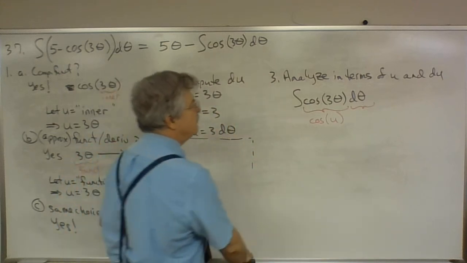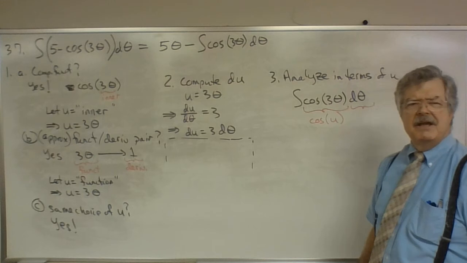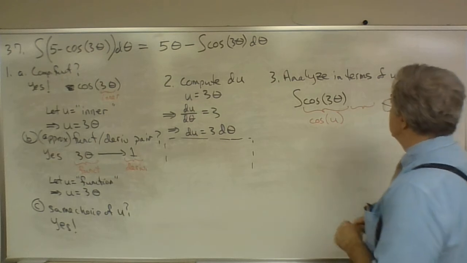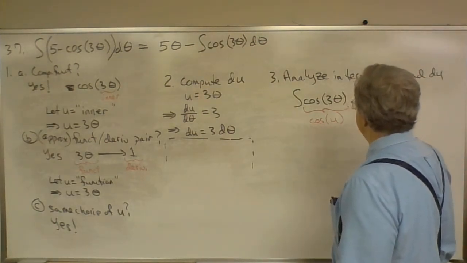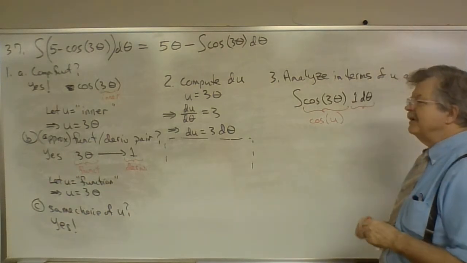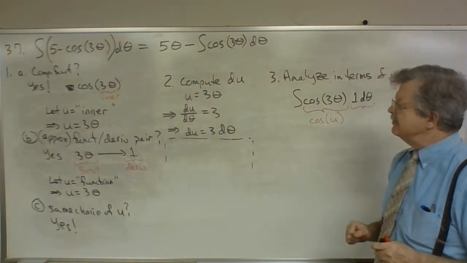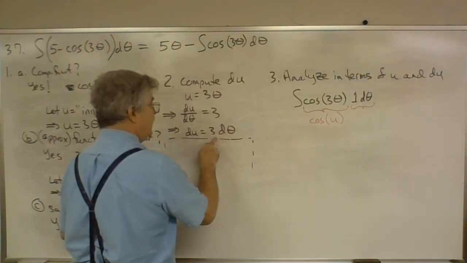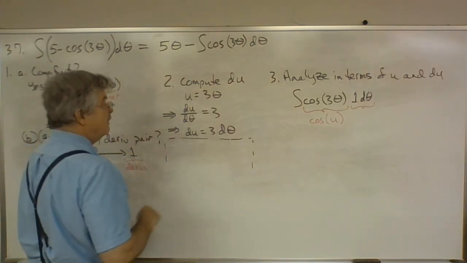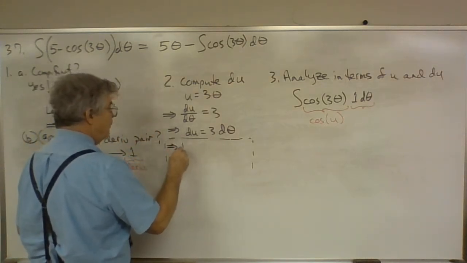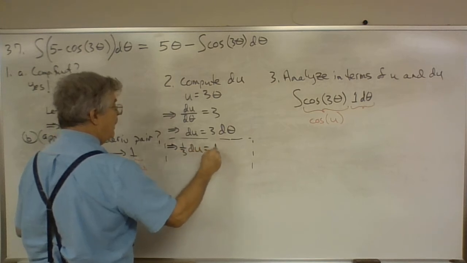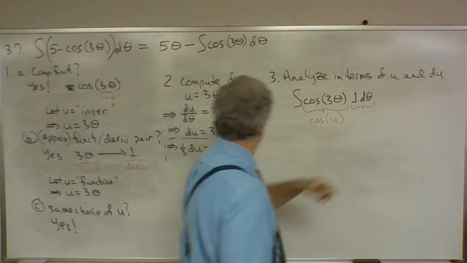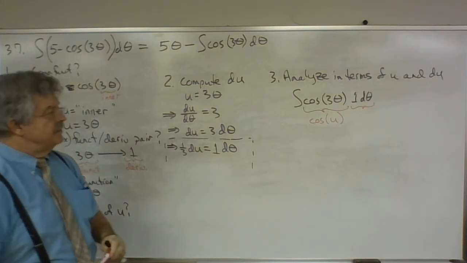And let's see. I'm forgetting the plays in my own playbook. Instead of d theta here, why don't I write 1 d theta? Especially since I made such a big deal about it 2 minutes ago. I don't have 1 d theta here, I have 3 d theta. But if I multiply both sides by 1/3, I'll get 1 d theta. So 1 d theta is 1/3 du.